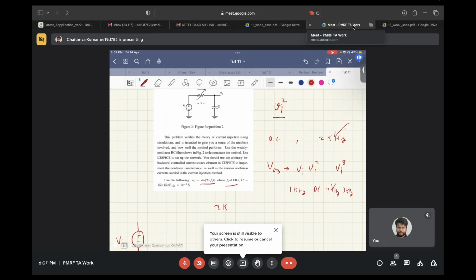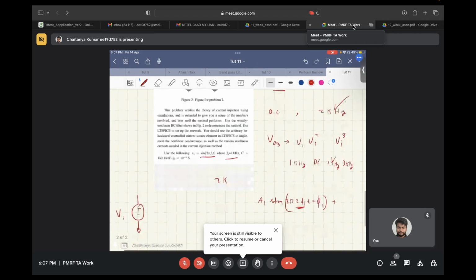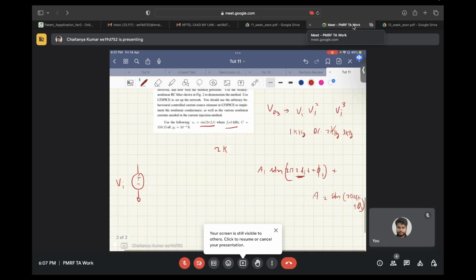For example, there is some A1 sine 2 pi 2 f1 t plus phi 1, because of squaring. You understand this? Plus A2 sine 2 pi 2 f1 t plus phi 2. You can add it accordingly, keeping in mind the phase. So basically it will be A1 square plus A2 square plus 2 A1 A2 cos phi 1 minus phi 2. Correct?